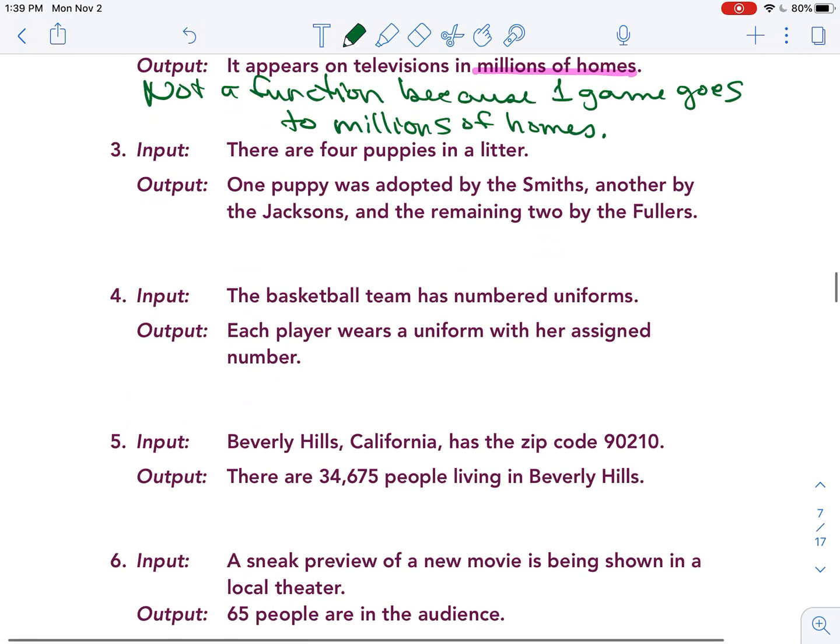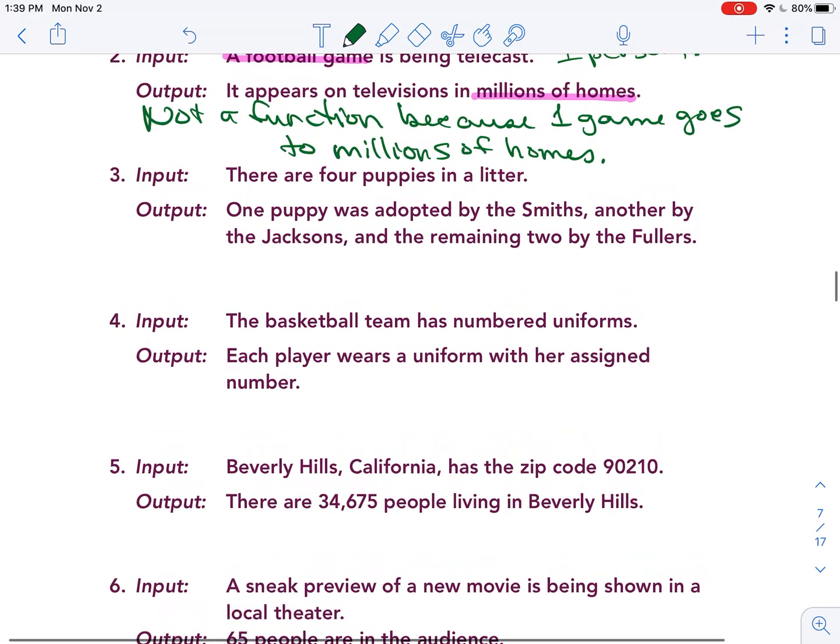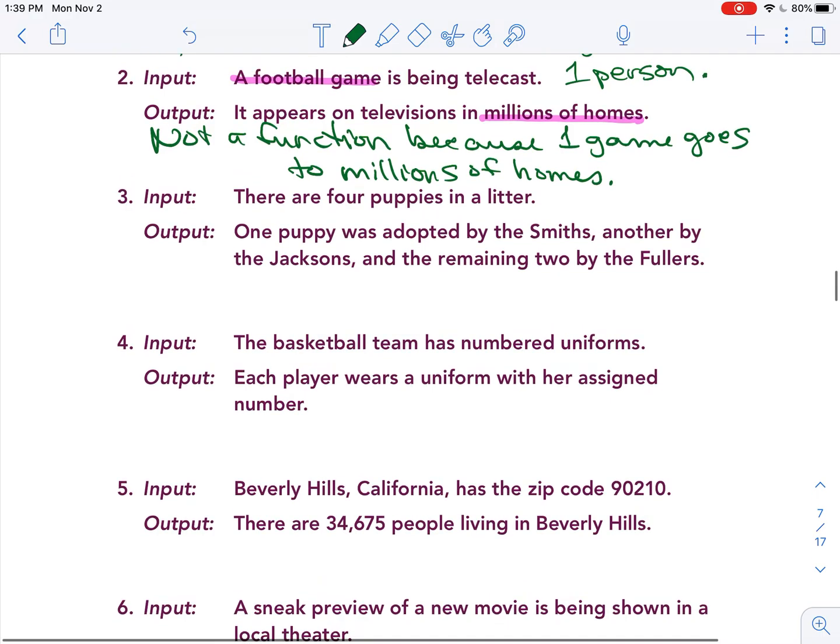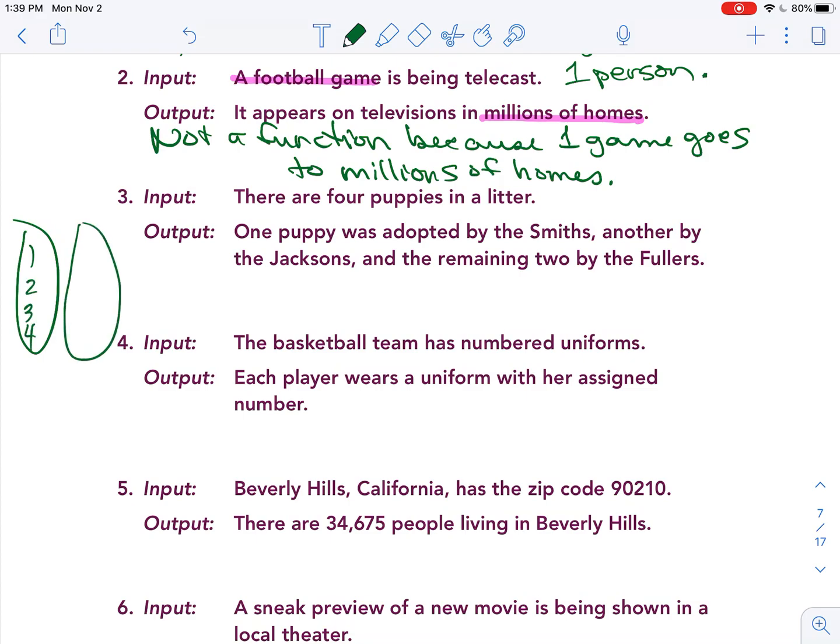Okay? Let's see. This next one says there are 4 puppies in the litter. One puppy was adopted by the Smiths, so we could do this. Puppy 1, 2, 3, 4. When I do this, I have the Smiths, I have the Jacksons, and I have the Fullers. So it goes to the Smiths, goes to the Jacksons, and both of these go to the Fullers.